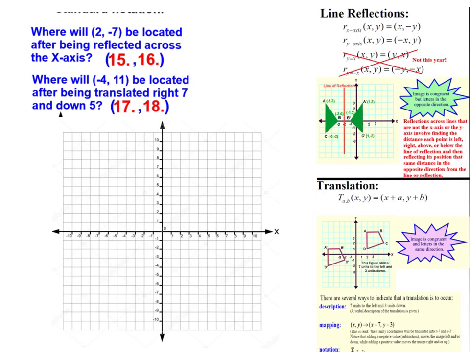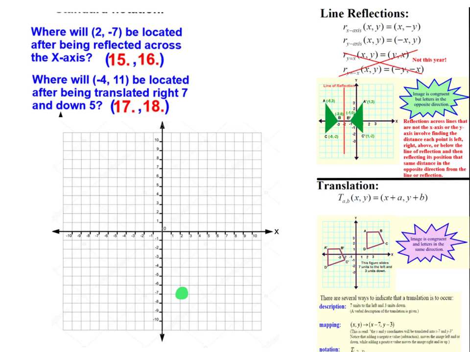We might not have gone over this yet, given this strange year of remote teaching and remote learning. Where will 2, -7 be located after being reflected across the x-axis? Well, let's go to 2, -7. I'm going to plot that. 2, -7 would be right down here.